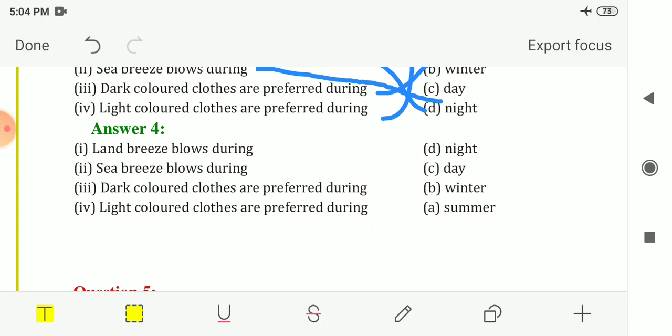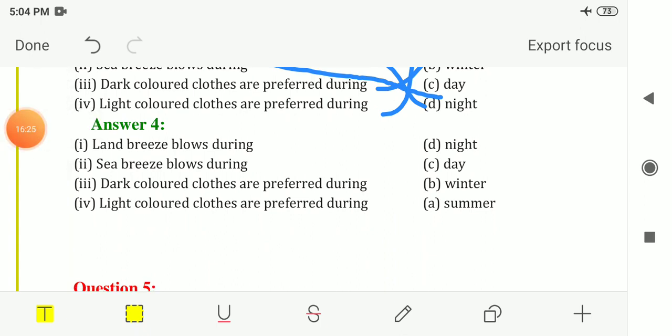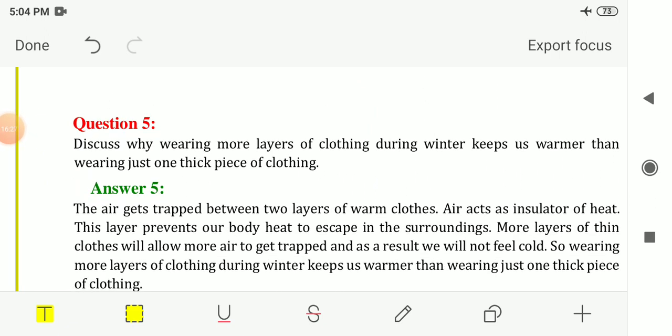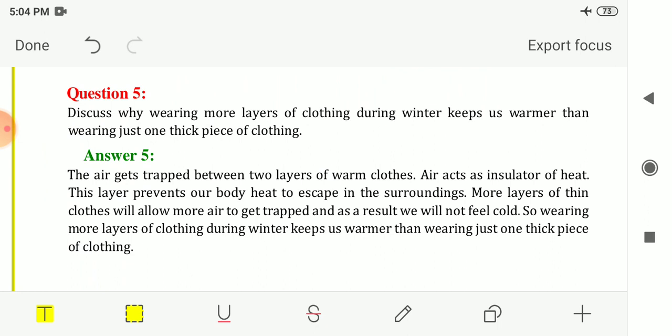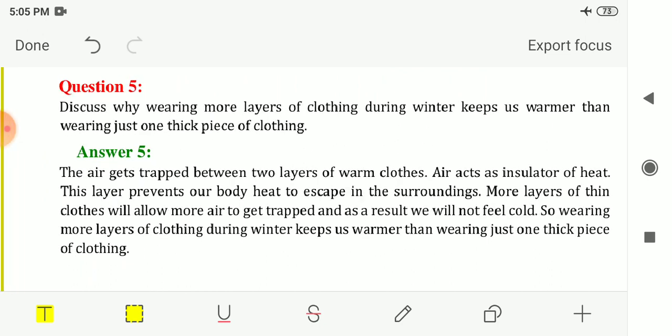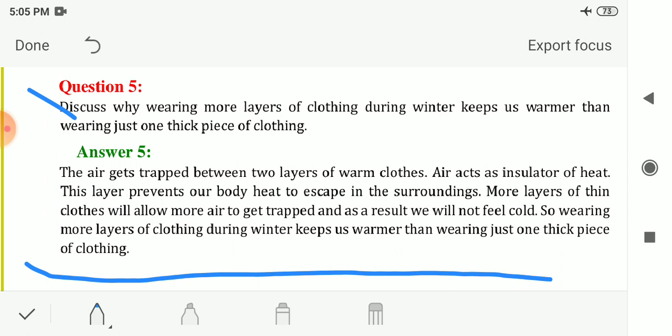Now next question. Question number 5. Discuss why wearing more layers of clothing during winter keeps us warmer than wearing just one thick piece of clothing. This reason we had seen at the end of this chapter. So the answer is given to you. The air gets trapped between two layers of warm clothes.